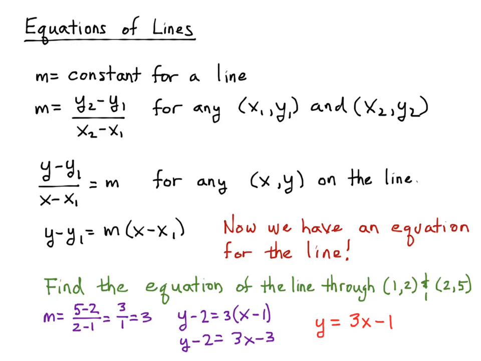Now, one of the things you can do is go back and check your points to make sure you have the right line. So if you put a 1 in here, you get 3 times 1 is 3, minus 1 is 2, and so that corresponds to this point. If I put a 2 in here, I have 3 times 2 is 6, minus 1 is 5, so that point works as well. So it's very easy to check if you have the right line. You just put one or both of the points in the equation, and it should work out.